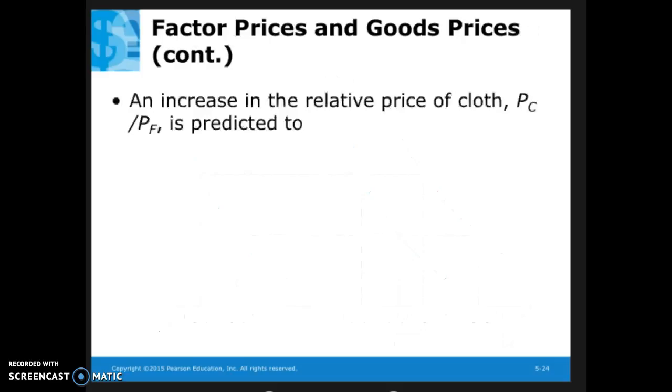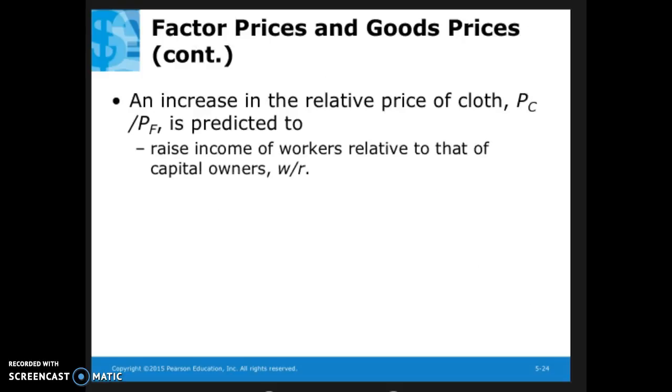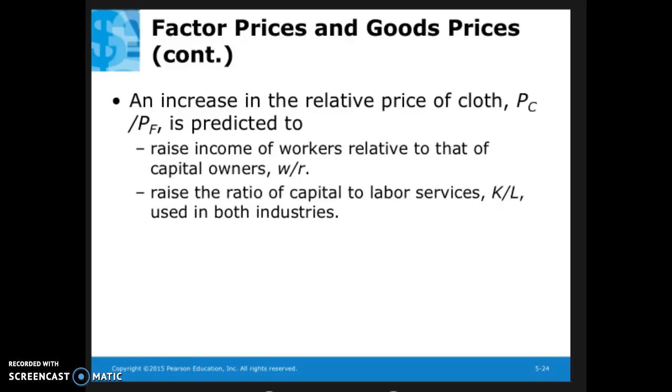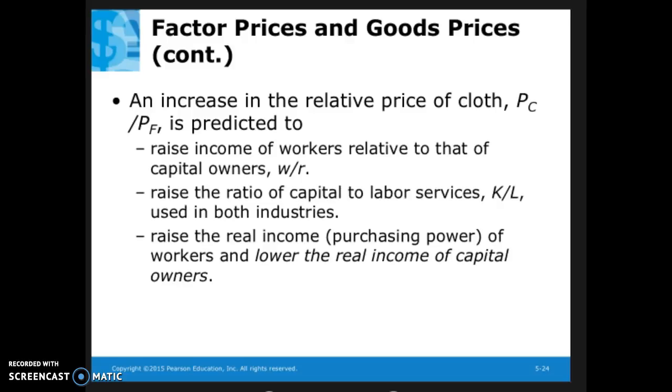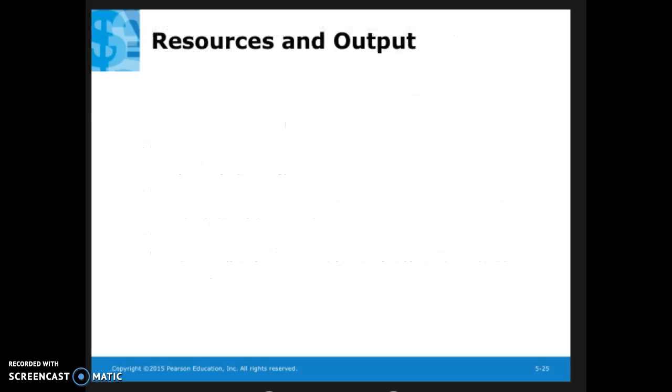So an increase in the relative price of cloth is predicted to raise the income of workers relative to that of capital owners. It is going to raise the ratio of capital to labor services, and it is going to raise the real income, or purchasing power, of workers and lower the real income of capital earners.